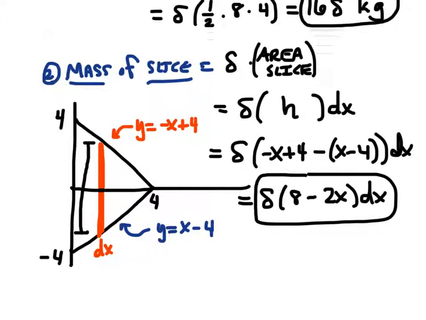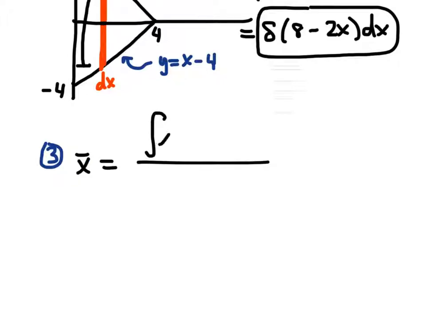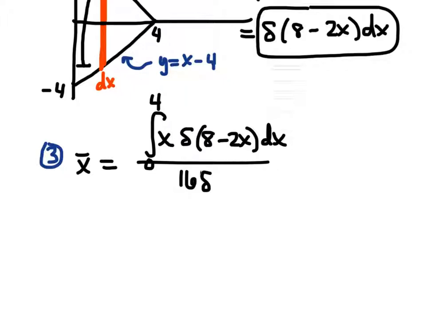All right. So now all the calculus is done here. We just go back to our equation. We have x times the mass of the slice, which is delta times 8 minus 2x dx. And in the denominator we have the total mass, which is 16 delta. And our x slices run from 0 all the way up to 4. And so we just do this integral out. So I'm going to pull out the 1 over 16 delta.